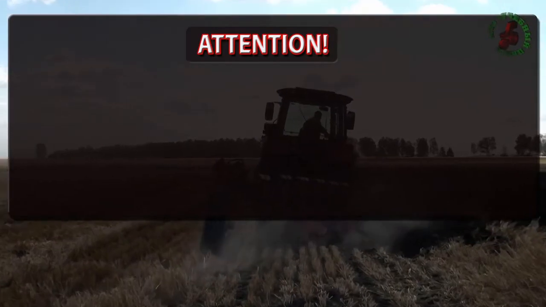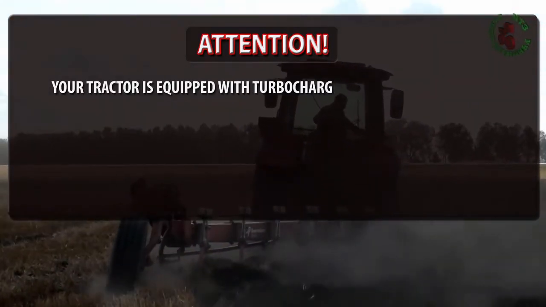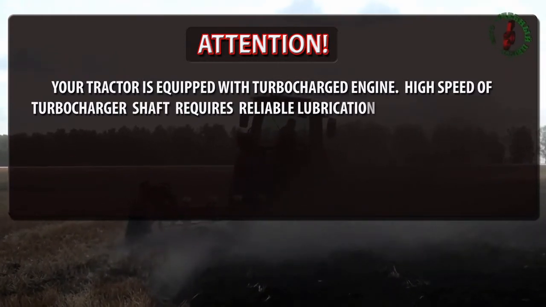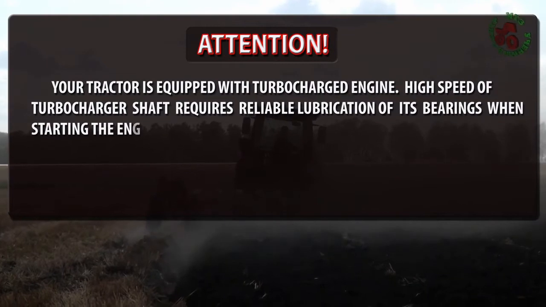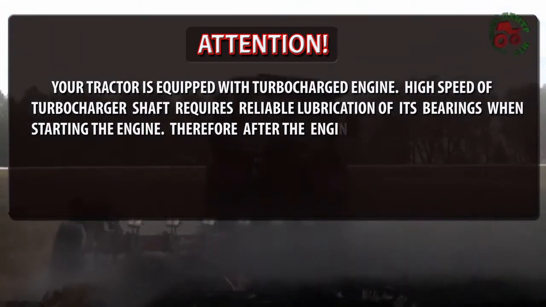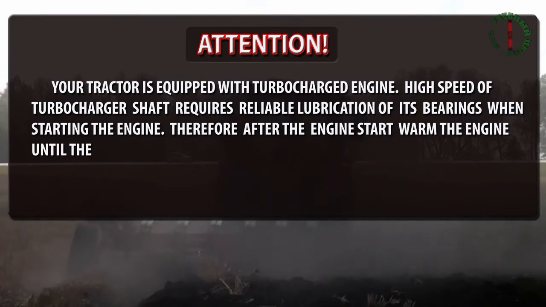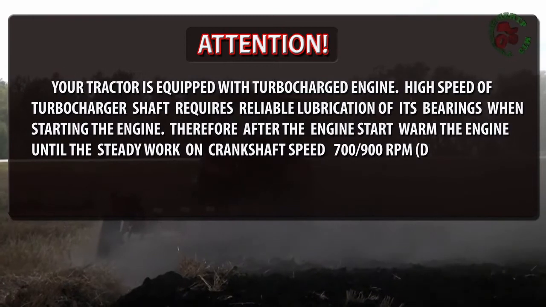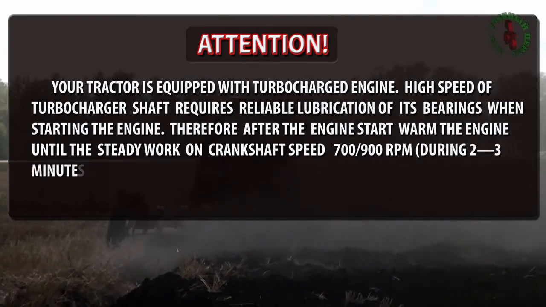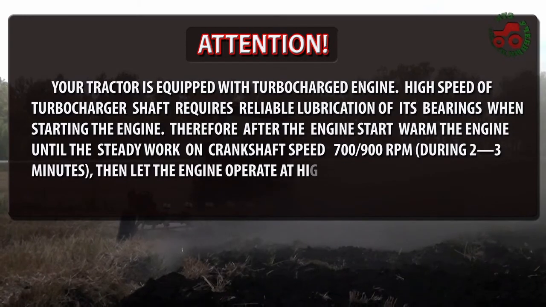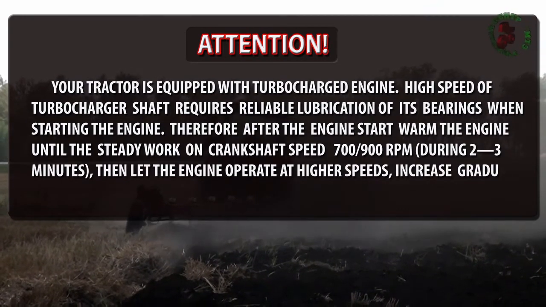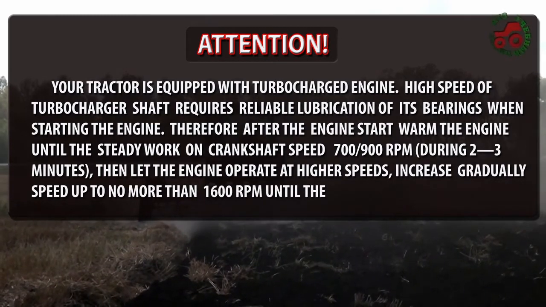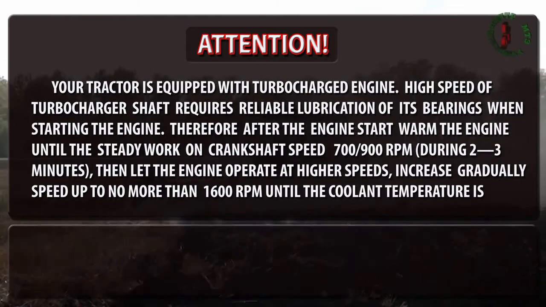Attention! Your tractor is equipped with a turbocharged engine. High speed of the turbocharger shaft requires reliable lubrication of its bearings when starting the engine. Therefore, after the engine start, warm the engine until steady work at crankshaft speed of 700-900 revolutions per minute during 2-3 minutes. Then let the engine operate at higher speeds. Increase speed gradually, up to no more than 1600 revolutions per minute, until the coolant temperature is 40 degrees Celsius.